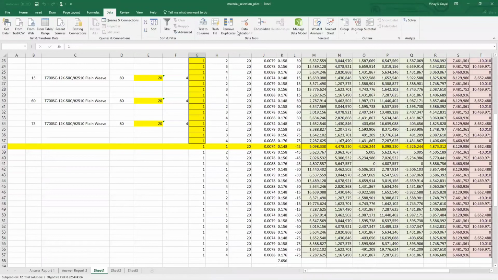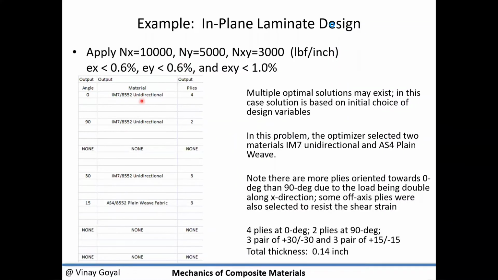And so you can let the optimization problem go through, and it will continue trying to solve the problem. And what we find is that the optimizer finds that we need 4 plies at 0 degrees, 2 plies at 90 degrees, 3 plies at 30 degrees, and 3 plies at 15 degrees. And it's mixing all kinds of material properties, but you can make it all the same by forcing this one to be IM7. So multiple solutions may exist. In this case, it was based on the initial choice of the design variables.